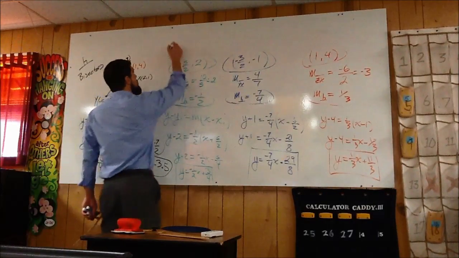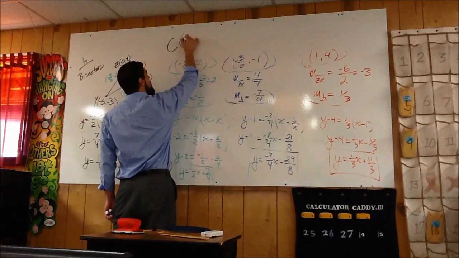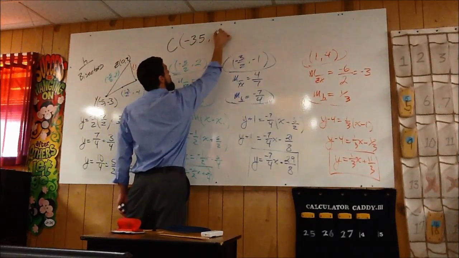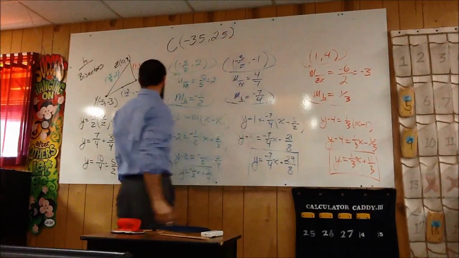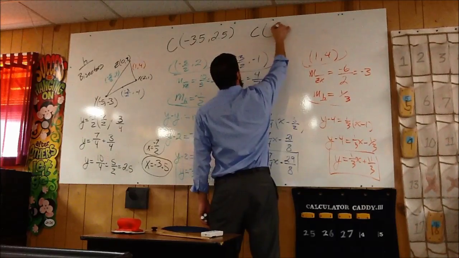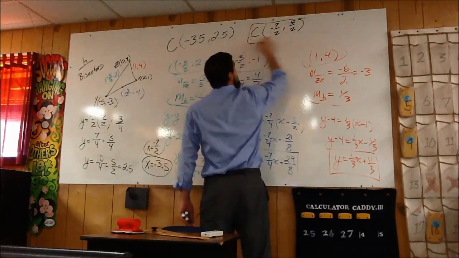So, C for circumcenter, my x value is negative 3.5, and my y value is positive 2.5. If you want to keep it as fractions, then that's what it would look like.